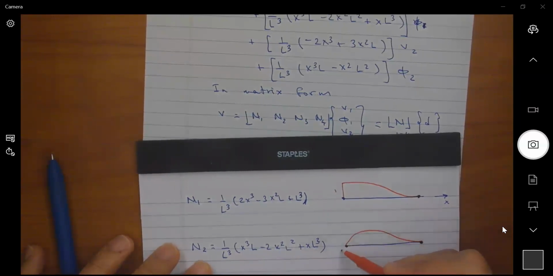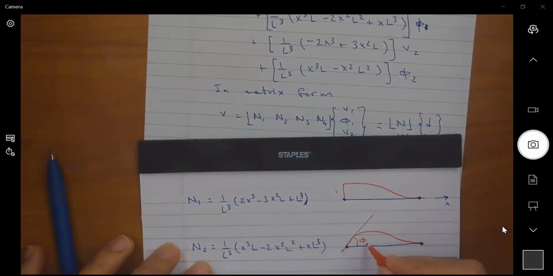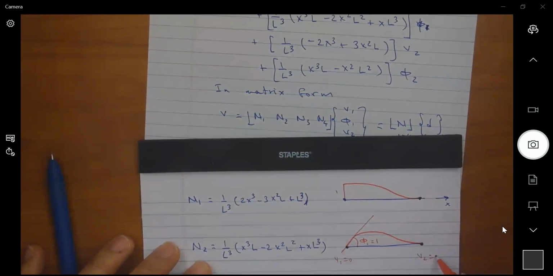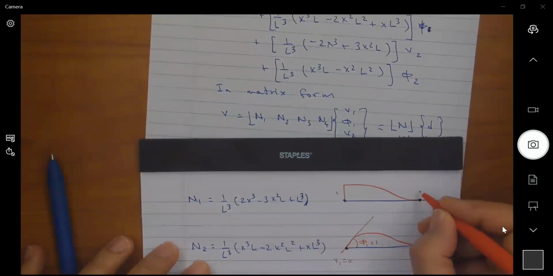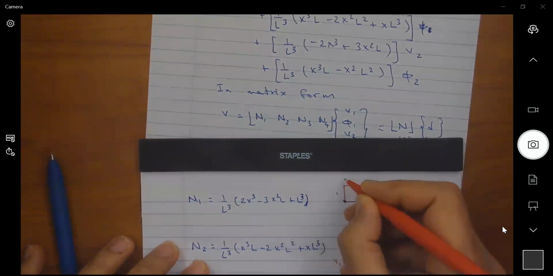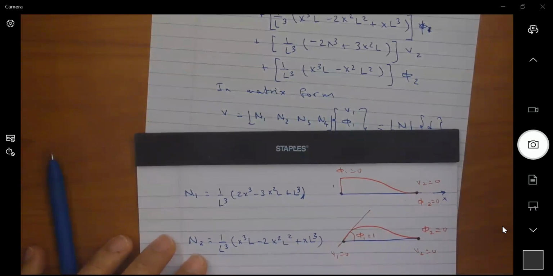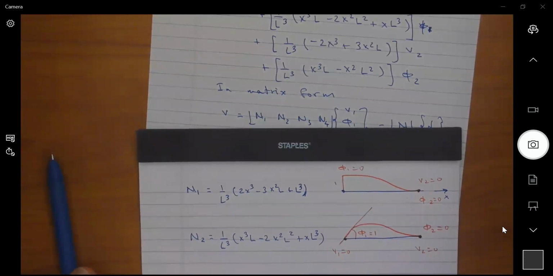What does that mean here? I have an angle phi1 equals 1, where v1 is 0, v2 is 0, and phi2 is 0. Maybe I should write the same here: v2 is 0, phi2 is 0, and v1 is a 0. Maybe that clarifies it. So you see the shape functions, first two.